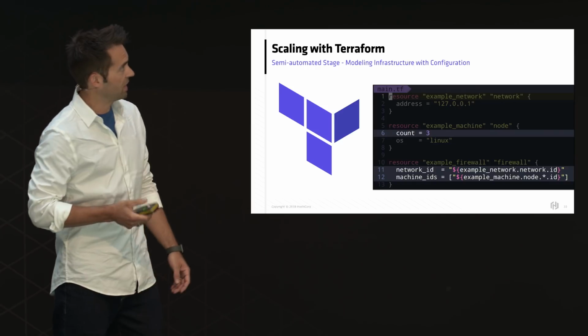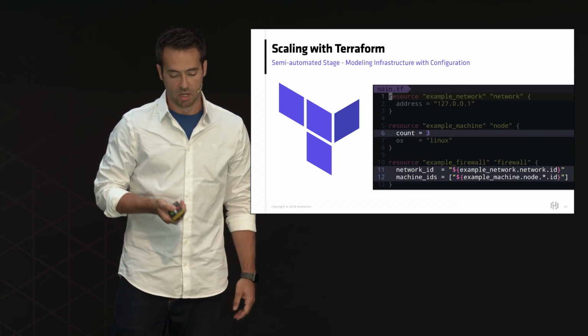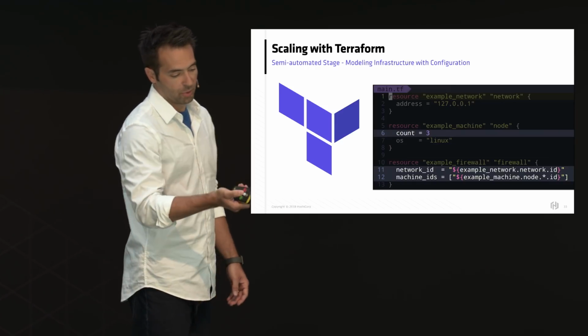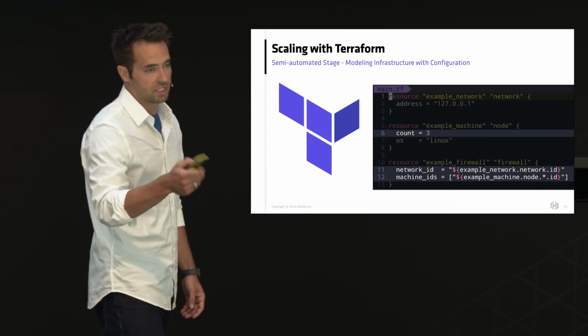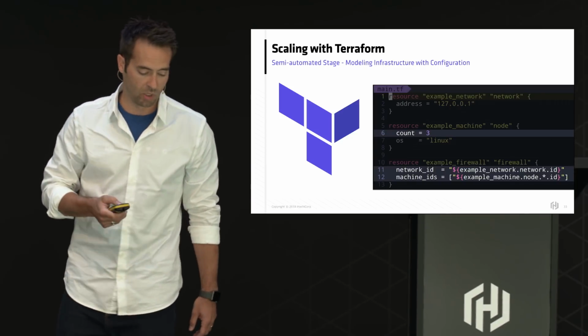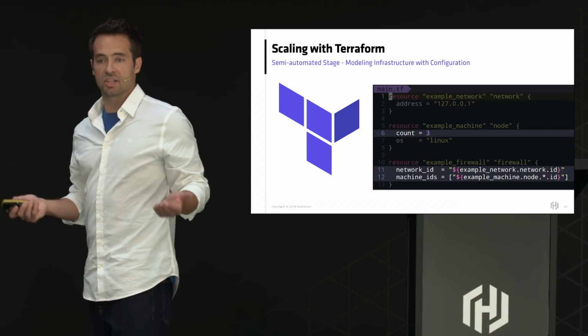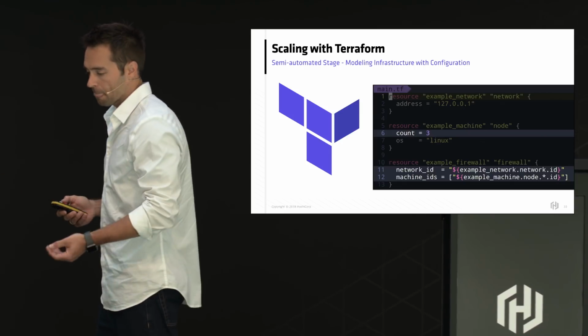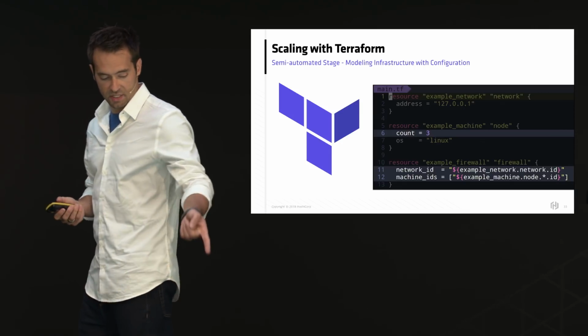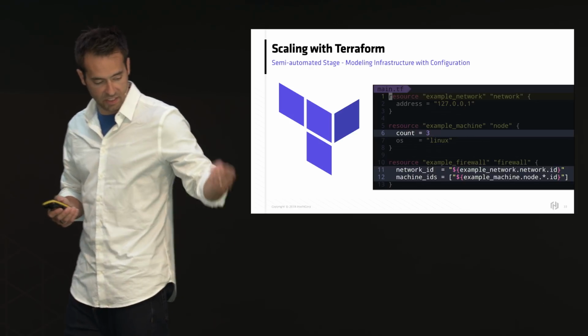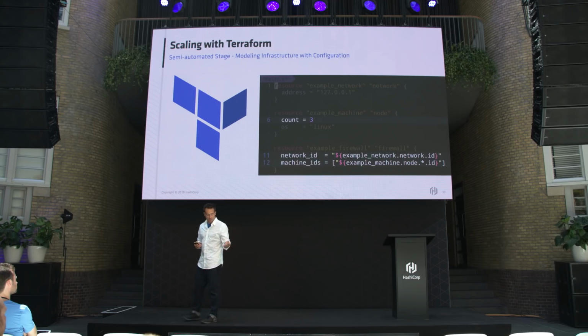And then the next common thing you'll see are interpolations. So we take the output of one of our values and use it as the input to another one. So we say these things are related. And we do that through interpolation. In this example, we say our network ID is the ID of the resource at top, and I want all of the machine IDs from the nodes to be in my machine ID list.